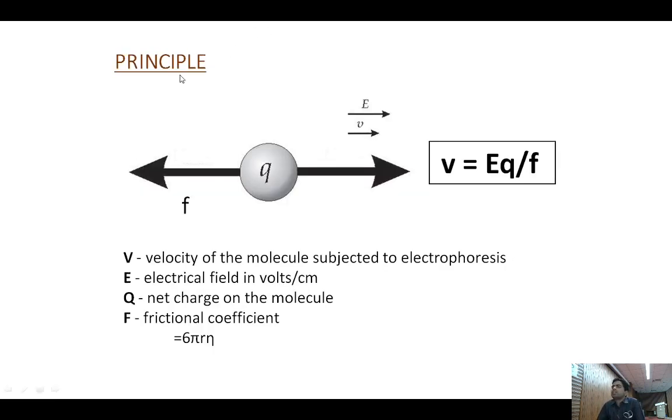So what is the principle behind the process of electrophoresis? The movement of the solute or molecule is equal to the electrical field which you are giving, times the net charge of the molecule, divided by the frictional coefficient. This friction coefficient will oppose the movement of the charged molecule, but the electrical field which you are giving will promote the movement. And the friction coefficient mainly depends on the size, shape, and the viscosity of the medium.